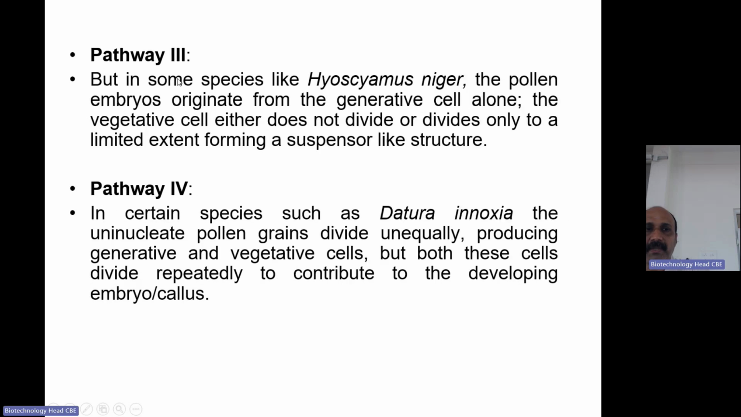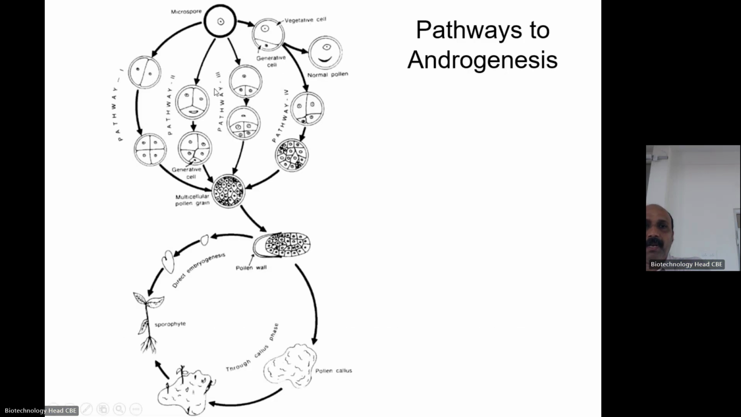So pathway 3, the plantlets in Hyoscyamus, mustard plants, right? So the pollen embryos originate from the generative cell alone, and the vegetative cell either does not divide or divides only to a limited extent, forming a stalk-like suspensor-like structure. So only the generative cell alone divides. When you look at this, the vegetative cell degenerates into a suspensor-like or stalk-like structure, and only the generative cell divides to give rise to the multicellular cells.